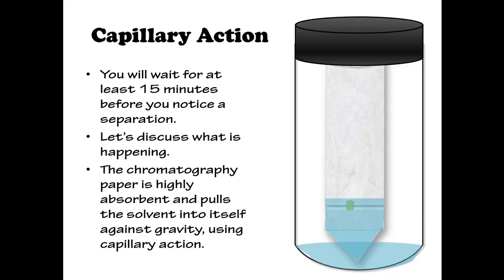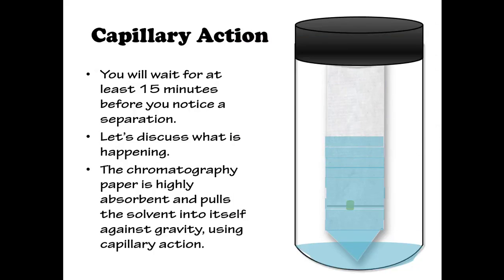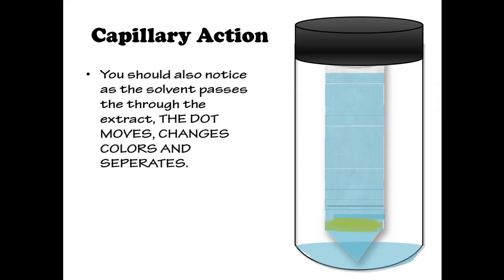The chromatography paper is highly absorbent and pulls the solvent into itself against gravity. It does this using something called capillary action. You should also notice that as the solvent passes through the extract, the extract moves, changes colors, and separates.